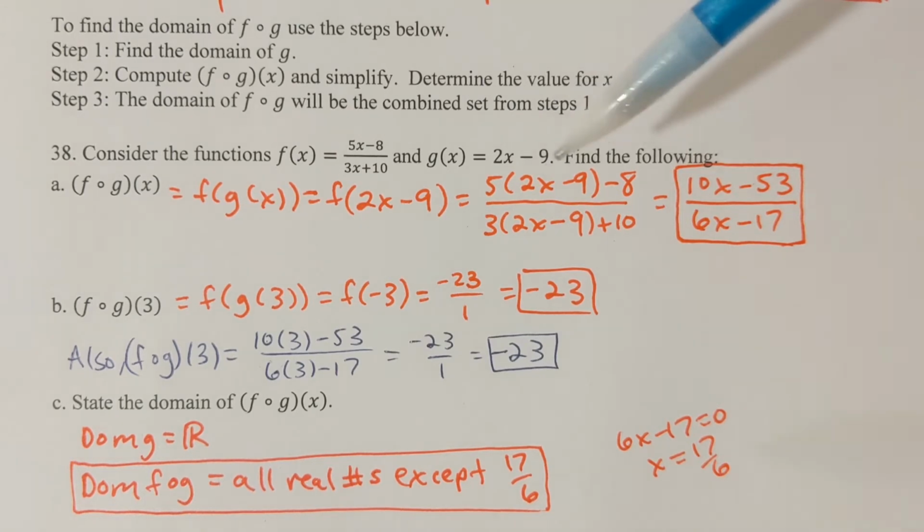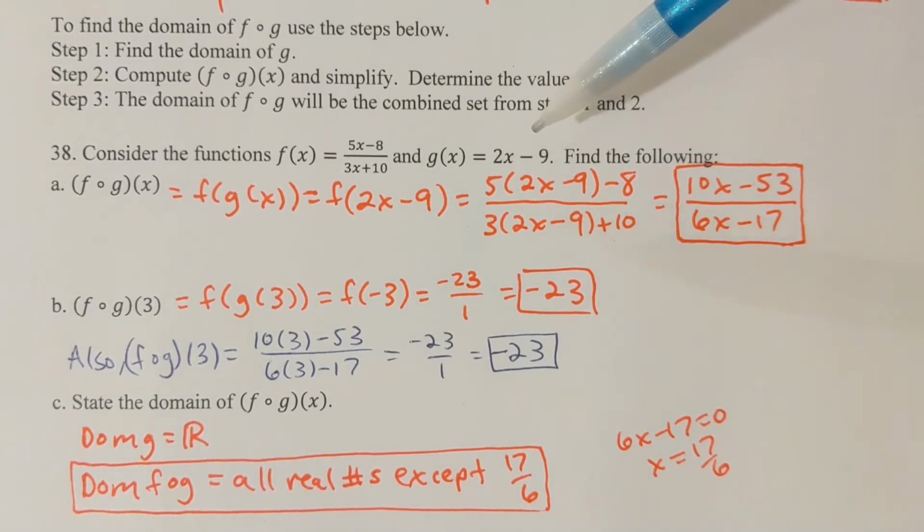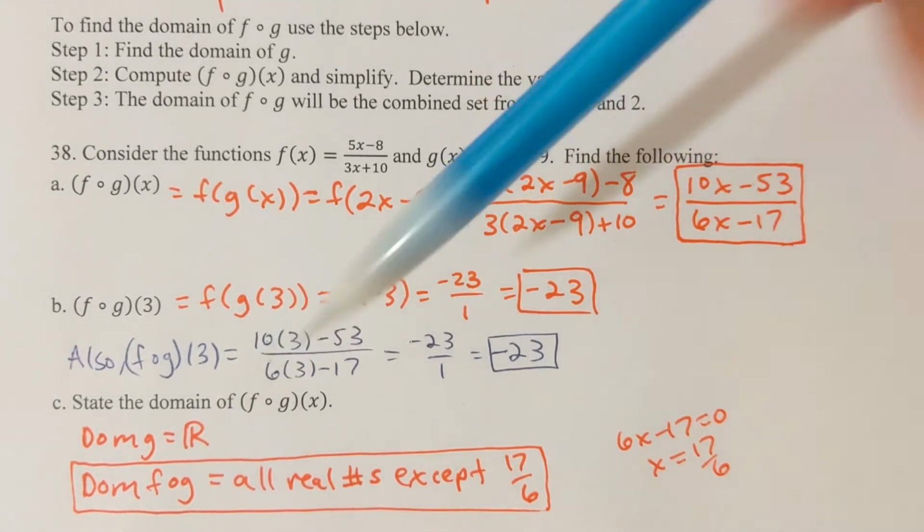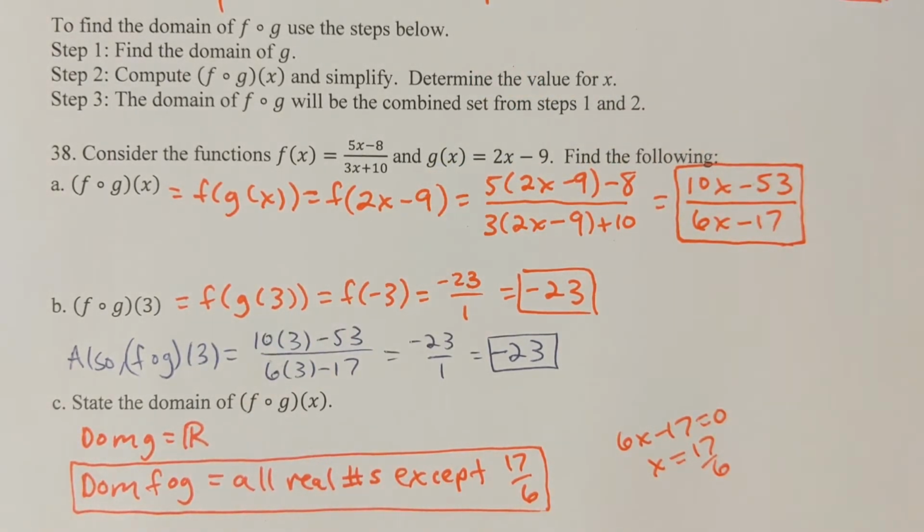Well, g of x is a linear function. The domain of any linear function is all real numbers. All right, so initially we're not throwing anything away. We can use any number that we want here for g of x. Step 2, we need to compute the composite function and simplify. All right, we've done that.